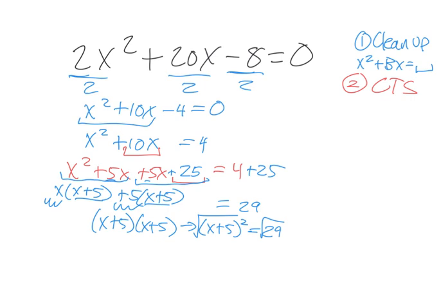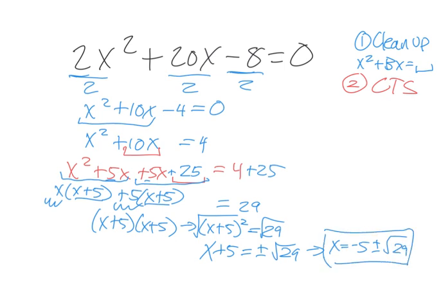We take the square root of both sides. We get x plus 5 is equal to plus or minus the square root of 29. And that gives us x is equal to negative 5 plus or minus the square root of 29. Once again, we can't simplify that, so that's as far as we need to go.